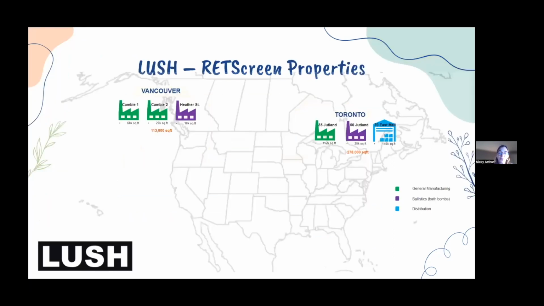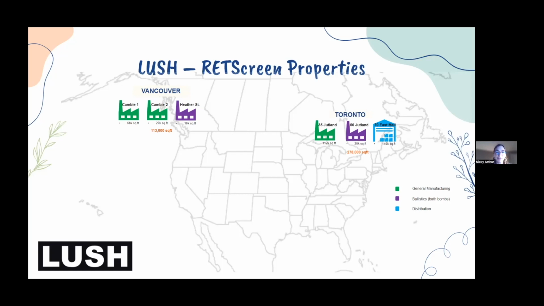So at the current time, we have 6 properties in RETScreen. We've just focused on our manufacturing facilities for now. So we've incorporated the 3 Toronto manufacturing facilities and then 3 of our Vancouver facilities. We may import our retail stores at a later time, but for the minute we're just focused on manufacturing, which is actually the bulk of our emissions and our energy use.